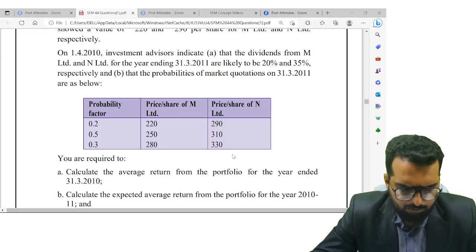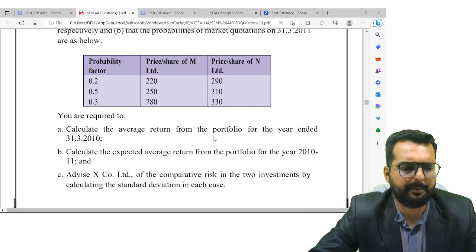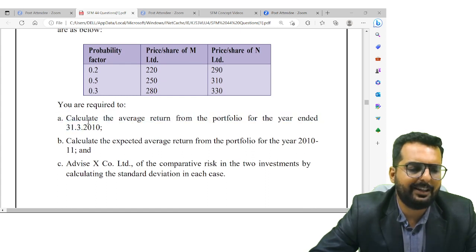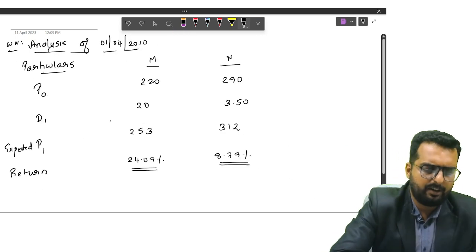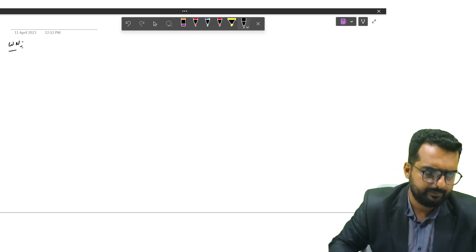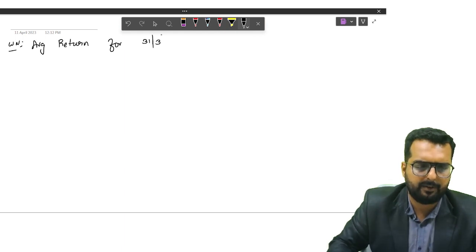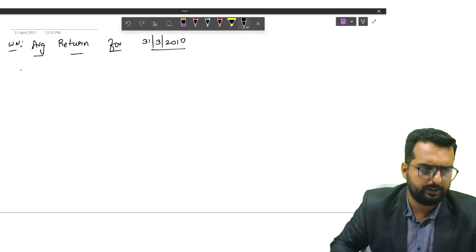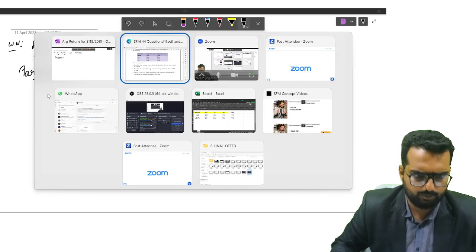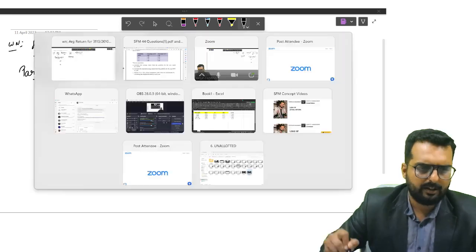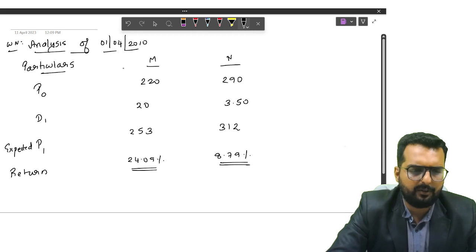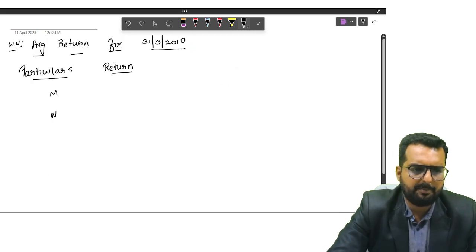Alright. Okay. So now let's read the requirement. Calculate the average return for the year ended 31/3. So we need to find out the average return. I have only taken the individual return. So I'll write down the next working note. Average return for 31/3/2010. Okay. Particulars. What are the two securities we are having? M and N. Then you have the return. What is the return that is given over here for the first period? 15 and minus 2.33.